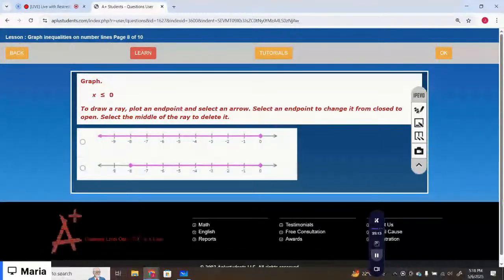X is less than or equal to 0, so which is the correct option? Option number 1 is the correct option. All the numbers less than 0, including 0, are the solution of the inequality.